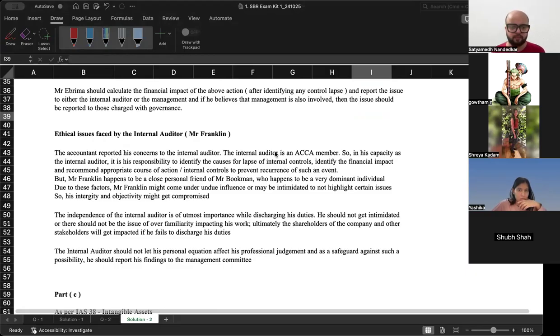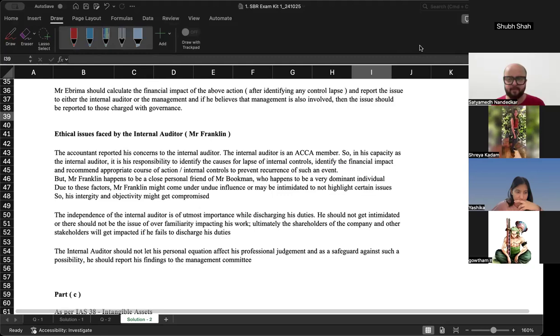Sir, discharging of his duty means what, sir? Performance of his duty. Okay, sir. Yes, Shubh. Sir, in the question itself, it is mentioned that he is on the managing panel. So if Mr. Franklin is reporting to the management, then it will not be fair.